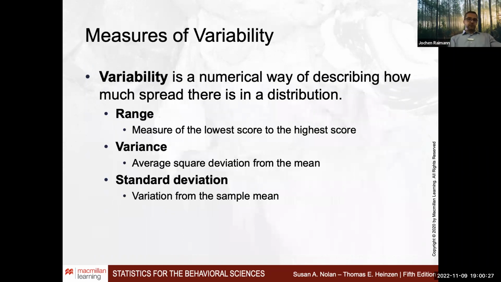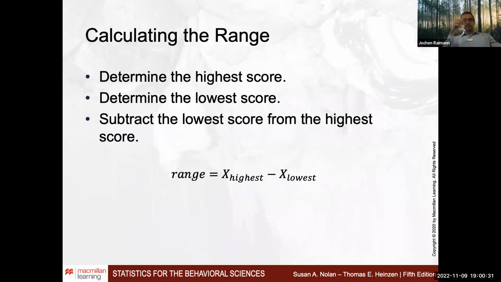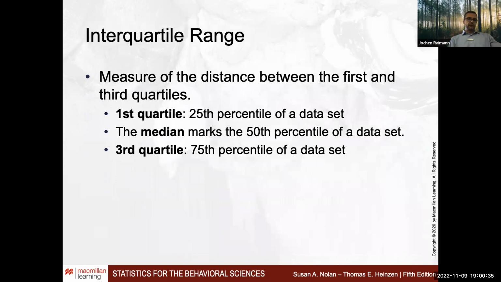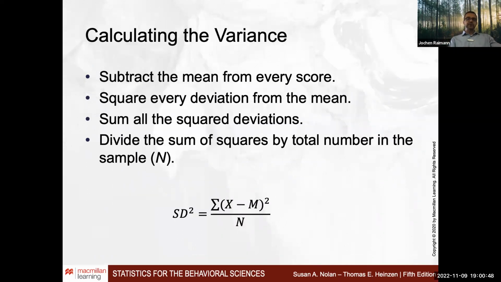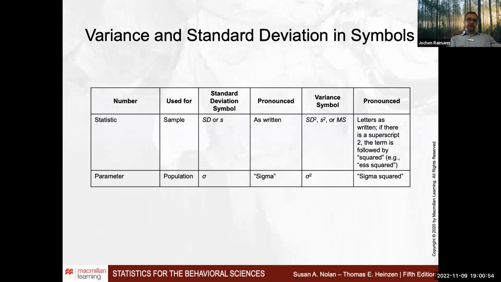Mean, median, mode, range, variance, standard deviation, easy, right? Range is max minus min. Interquartile range is first to third quartile, 25th to 75th percentile, the middle 50%. The median marks 50% below and 50% above. Then we have the variance, which is basically the average squared deviation. The square root of the variance is the standard deviation.